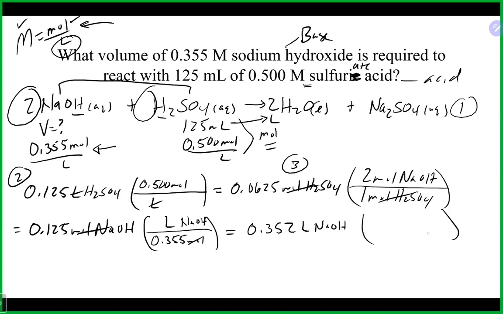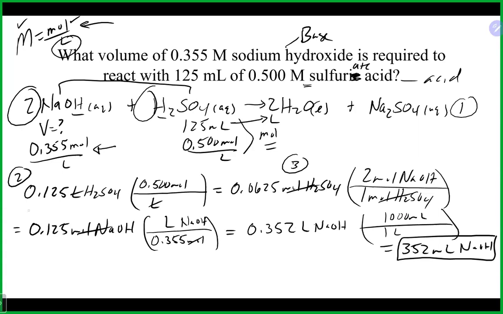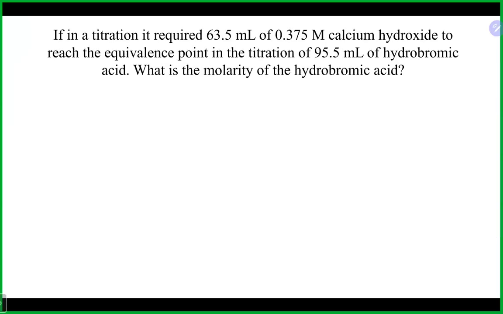Once again, if we want milliliters here, we could go 1 liter is 1,000 milliliters. And that'll give us 352 milliliters here of sodium hydroxide. And again, that would be obviously step number 4 there. Any questions on that one there? So for titration problems, this is sort of a common sort of ending. Again, let's take a look at one more here to finish up titration type problems that has a different sort of thing we're looking for.